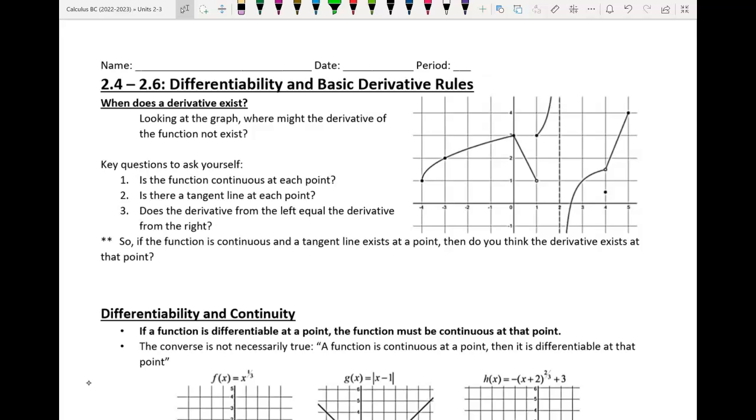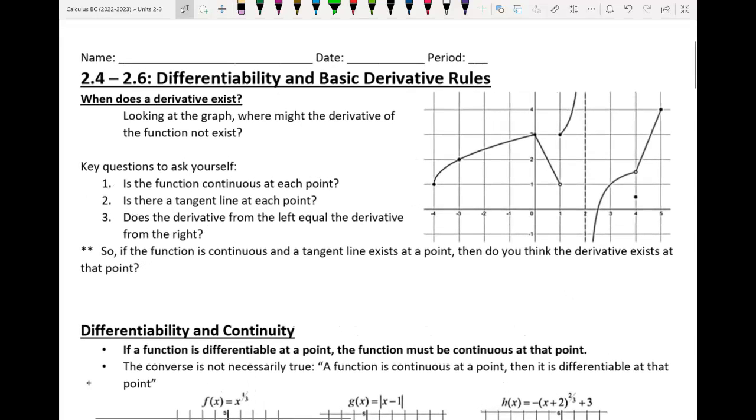Okay, let's go with Kiani. Give me one place we don't have a derivative. At 1? Yeah. Why? What's our reason? We have that jump discontinuity, right? Okay. Kelvin, give me another one.